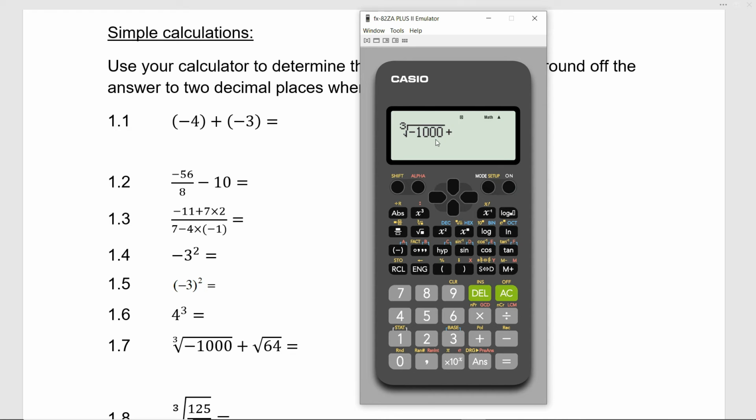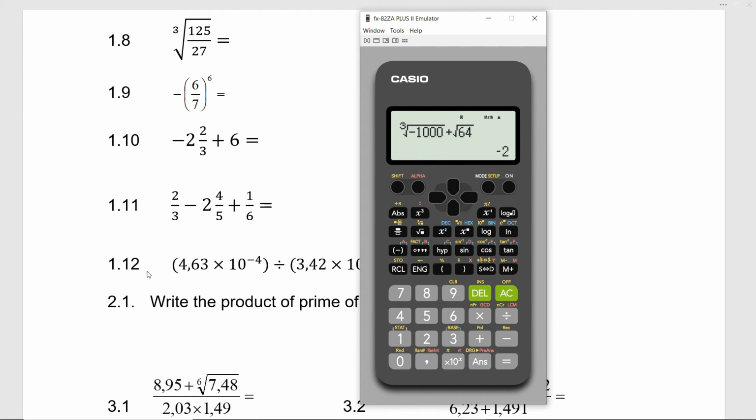Surd signs are like brackets in that they keep everything together in one go, and you need to be aware that anything under that surd sign is being treated with a cube root in this example, and in other examples it'll be different kinds of roots. Okay, plus the square root of 64, and my answer there is negative 2.